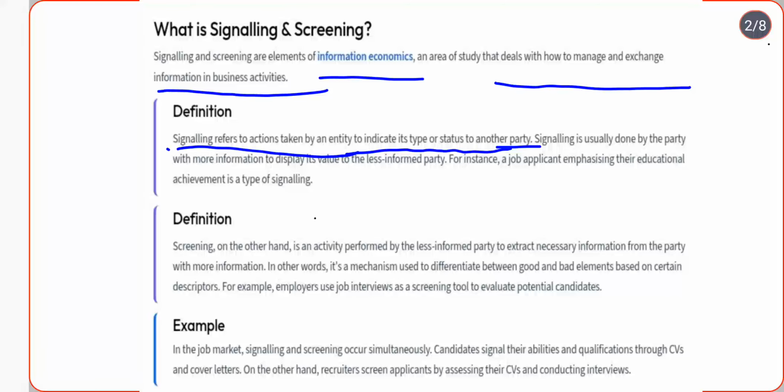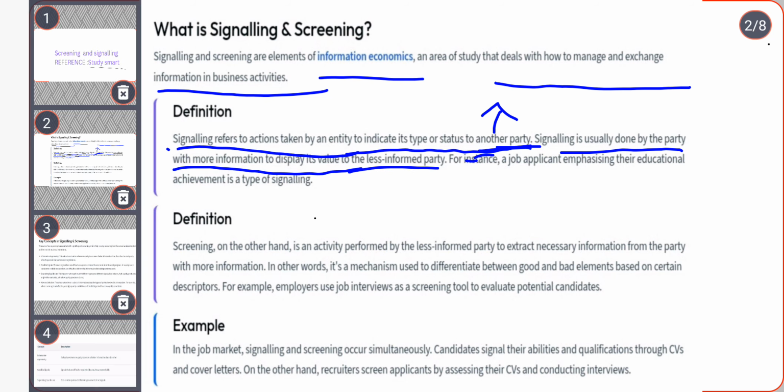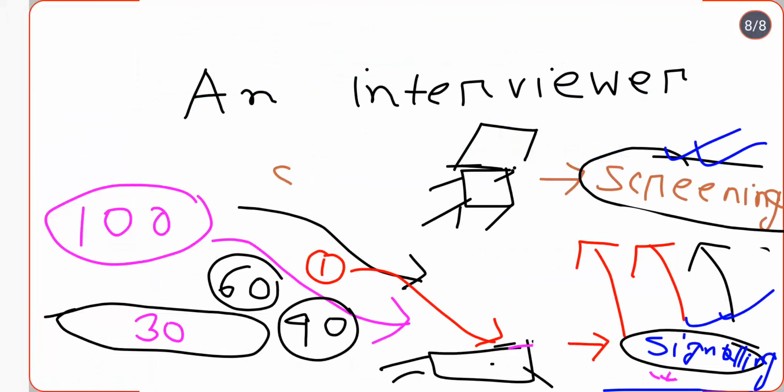So the candidate is willing to indicate his or her status, his or her type, that he is a good candidate to another party. Here the other party, as per my example, you can think of as the interviewer. Signaling is usually done by the party with more information to display its value to the less informed party. You can think easily that the interviewer doesn't know anything about the candidate, right? Except the paper sheets and results, the interviewer doesn't know anything about the candidate. So the interviewer is a less informed party. He doesn't have any information about the candidate.